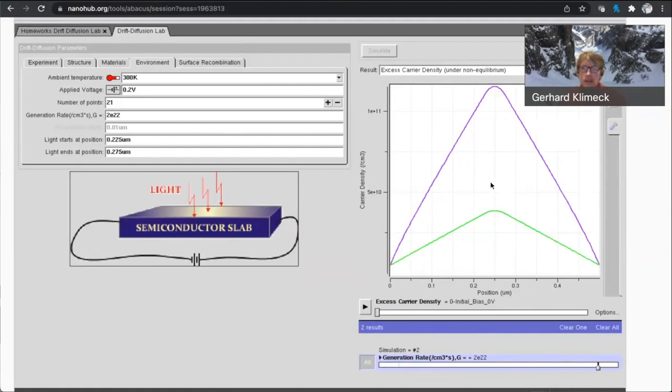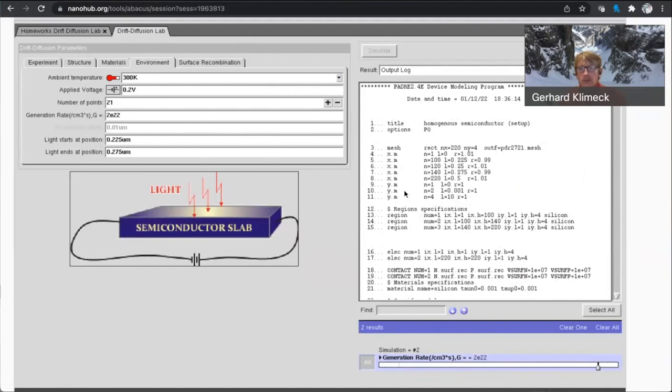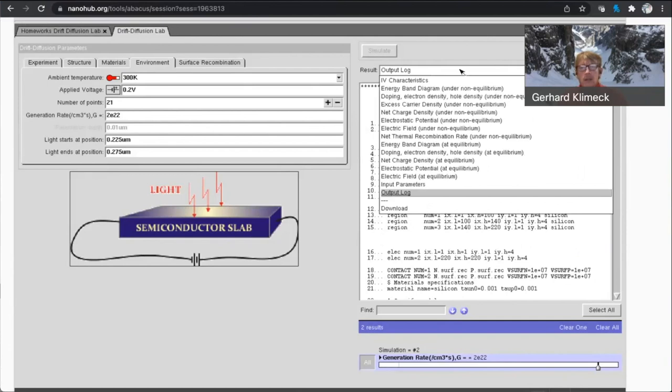And I know you can modify quite a bit in this. So here's the actual input deck that goes with this tool, and you can turn on and off all kinds of models explicitly. So I must admit, I'm not totally familiar if there's specialized models for high injection in this tool. I would think they're turned on, but I'm not totally sure. So I'm sorry.